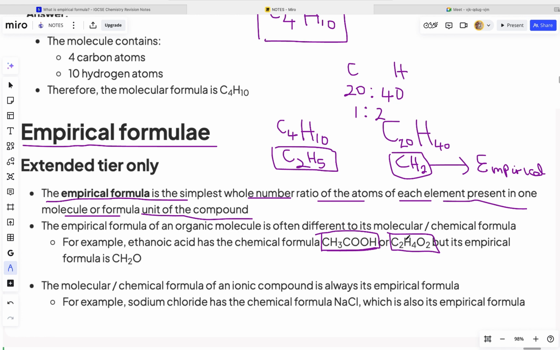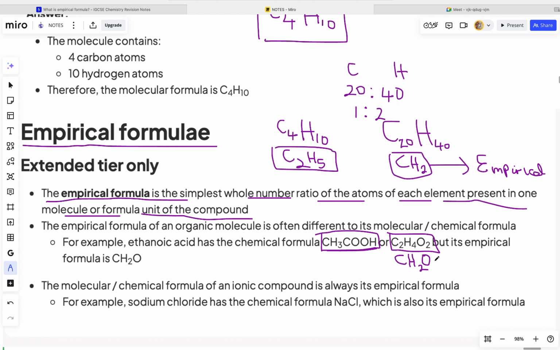So this one divided by 2, I will get C. This one divided by 2, I will get H2 because it's H4 originally. So 4 divided by 2, I will get 2. There, oxygen is 2. 2 divided by 2, we get 1. So the empirical formula is now CH2. So this is the empirical formula.